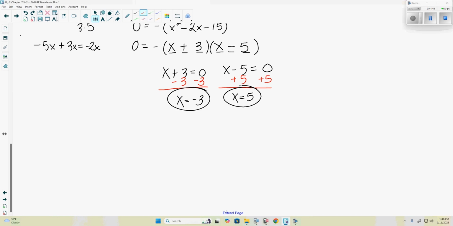Before we could say that's done, is either one of these a restriction? The negative 3. So the only actual solution that we have for this is x is equal to 5. And that's it.